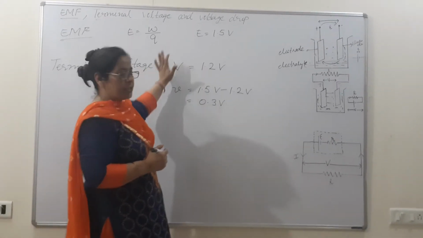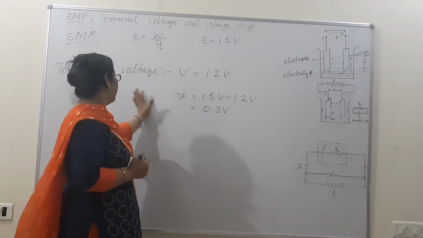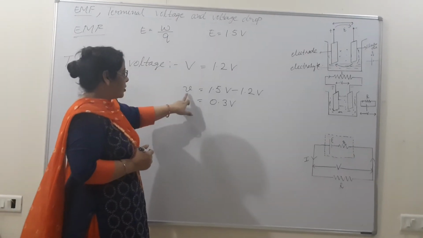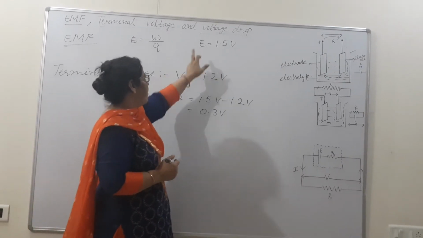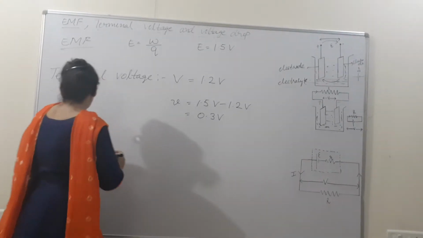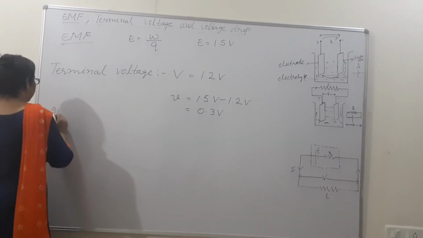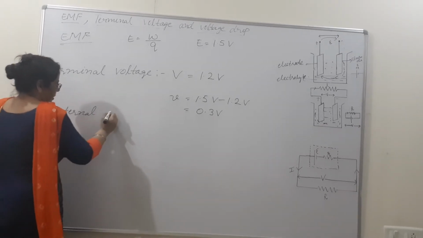Then after that, children, the next term is coming. Then their differences, please learn. What is the difference between EMF and terminal voltage? What is voltage drop? Voltage drop is the difference between EMF and terminal voltage. Then beta, our next topic is internal resistance. What is internal resistance?